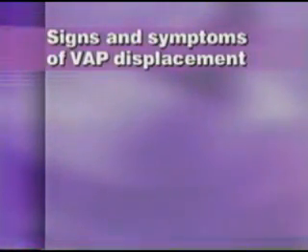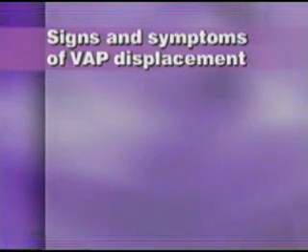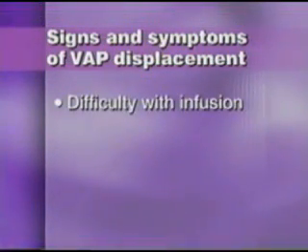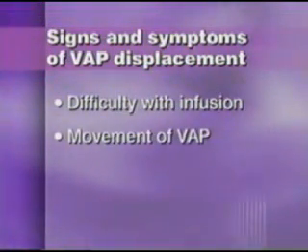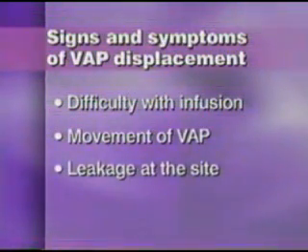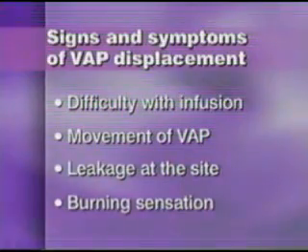If the catheter tip of a VAP becomes displaced, you may note difficulty with infusion, movement of the VAP when you try to access it with a non-coring needle, leakage at the site, or a burning sensation in the area. An X-ray can confirm the position of the catheter tip.